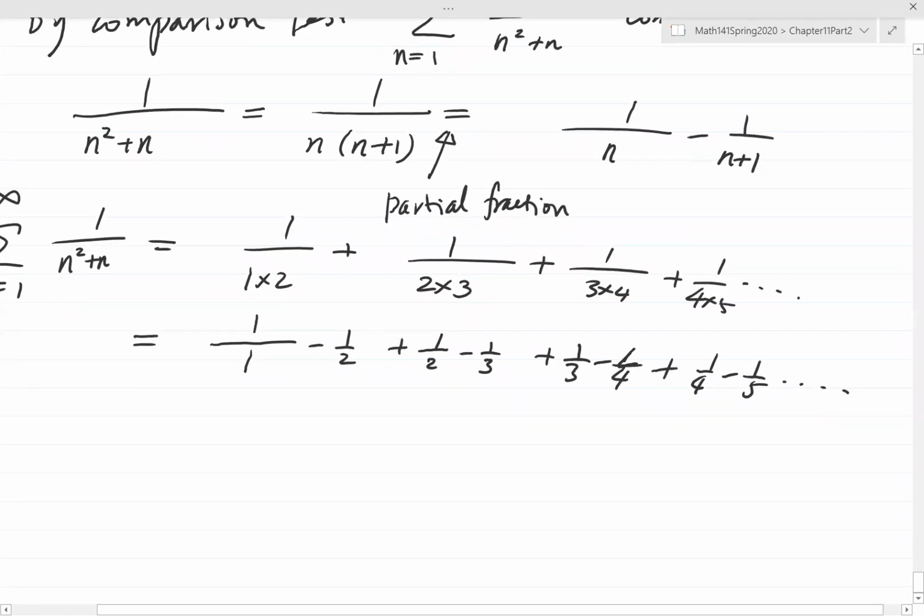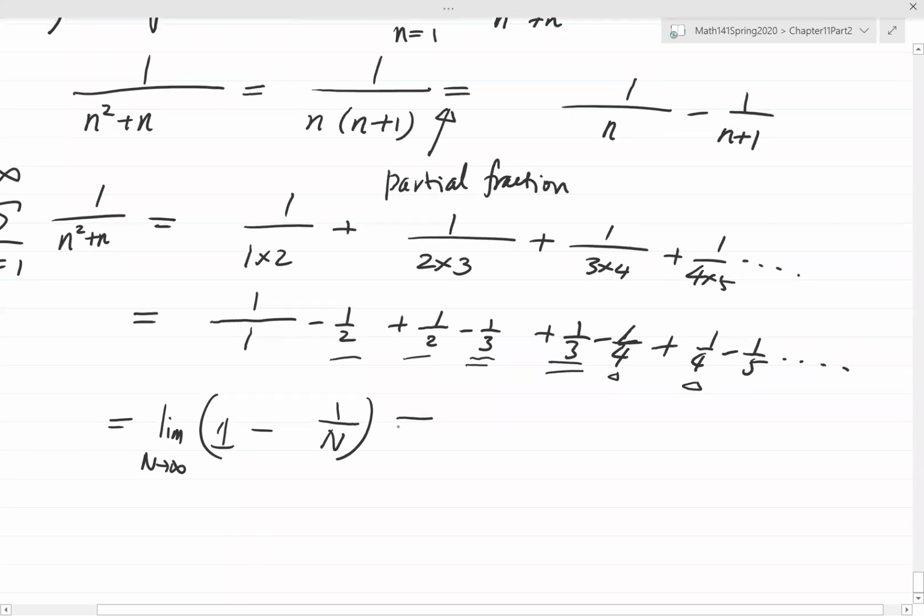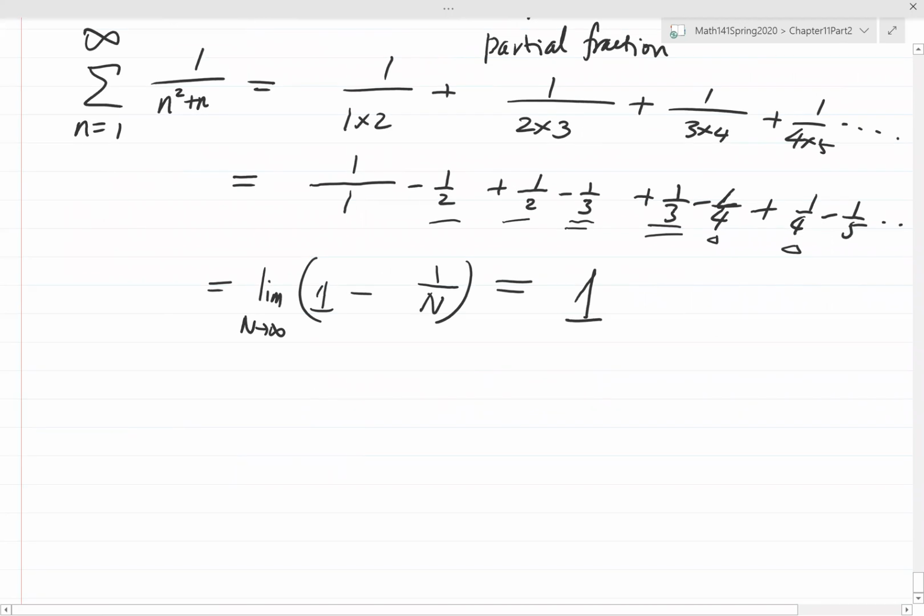Now you see 1/2 cancels 1/2, a third cancels a third, a quarter cancels a quarter. Finally, the partial sum is 1 minus 1 over N, with capital N approaching infinity. The limit of 1 is 1 and the limit of 1 over N is 0, so the sum is simply 1. We have good symmetry, so we can easily find it. But in general, finding the sum of a series can be hard.